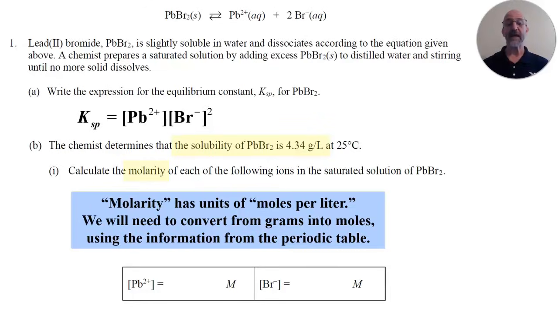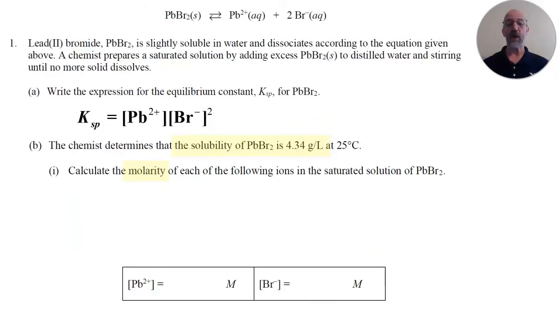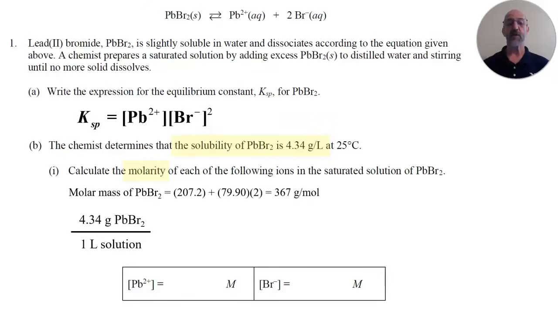So what I did is I calculated the molar mass of PbBr2, and that worked out to be 207.2 for lead plus 79.90 for bromine times 2, and I got 367 grams per mole for the molar mass. Now I will start with 4.34 grams per liter. That's 4.34 grams of PbBr2 for every 1 liter of solution. I'm going to put 1 mole on top and the molar mass on the bottom in grams.